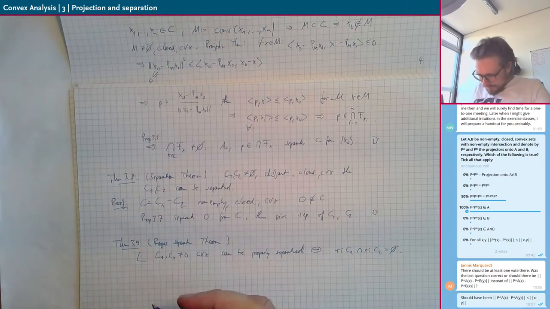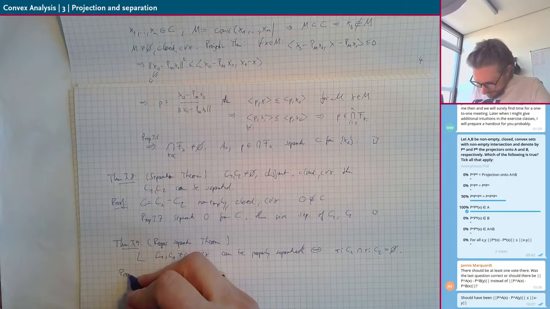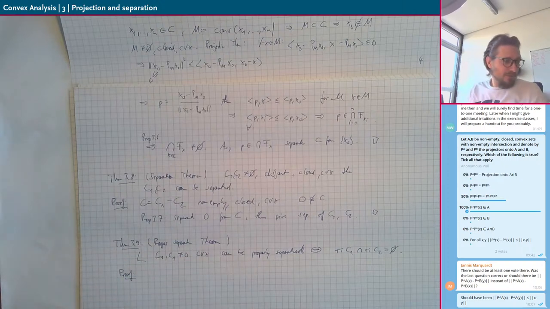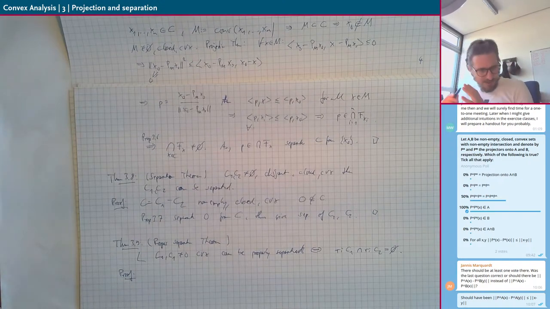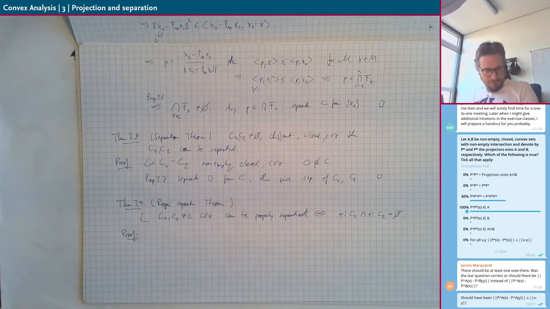Okay, let's do it. And after that, we are done for today, and then we see you again tomorrow. Then we're going to start with convex functions. Okay, but let's prove the proper separation theorem.